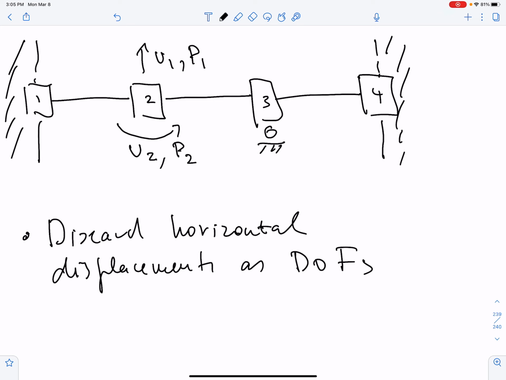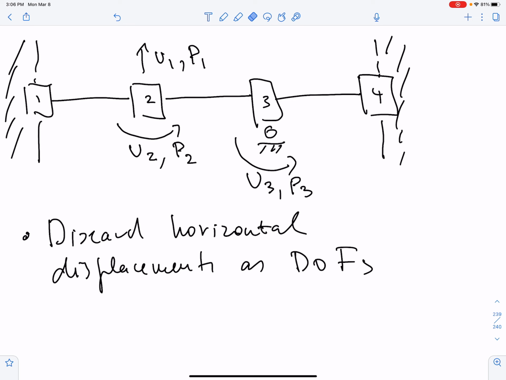Okay. If we go to node 3, this one cannot move horizontally. It can rotate, so it's natural to label the rotation here by U3 and P3. It cannot move up and down because of the rolling support. And node 4 doesn't move at all, nor can it build up rotation. So as a result, we're done with labeling the 3 degrees of freedom.